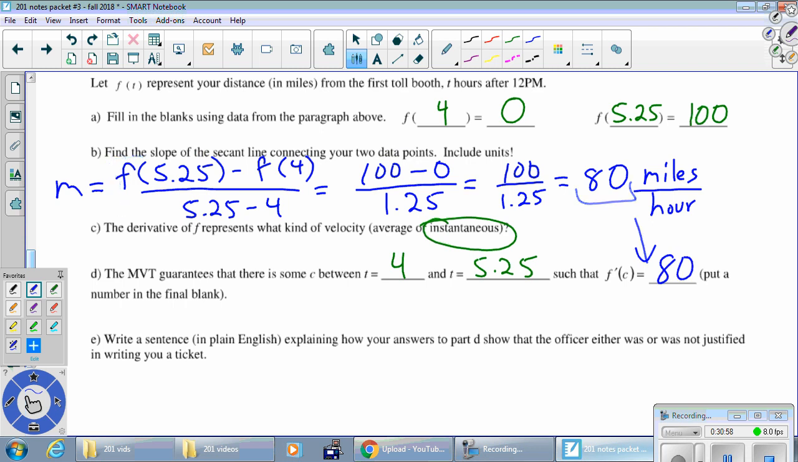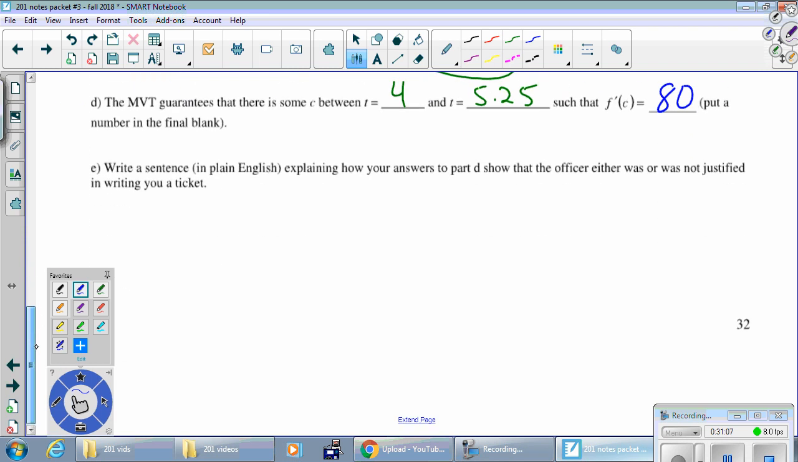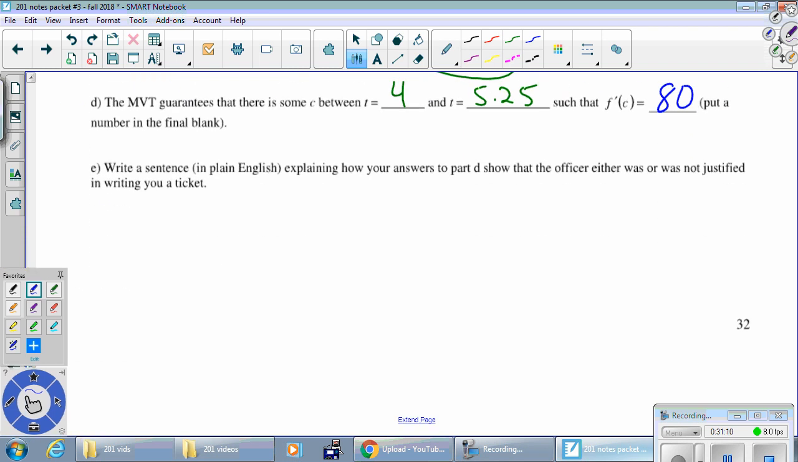Write a sentence explaining how your answers to part D show the officer either was or was not justified in writing you a ticket. Well, what the officer can conclude using the officer's solid knowledge of Calculus 1 is that by the mean value theorem, I guess we should say this particular f function, the distance function, is hopefully a differentiable function, right? Like your distance from the one toll booth as you drive along this highway, and you plot your distance as it increases. I think we can assume that that is a differentiable function. It's going to be continuous.